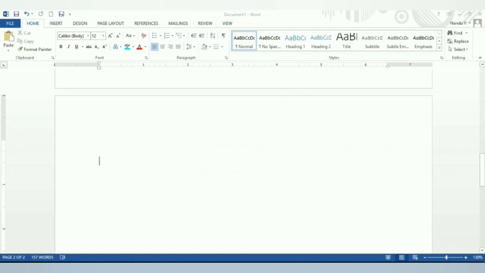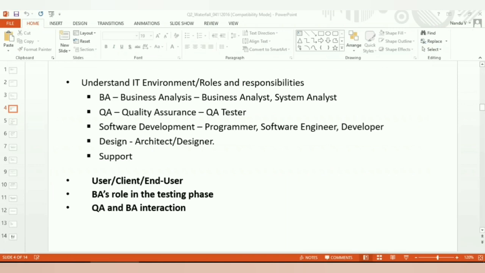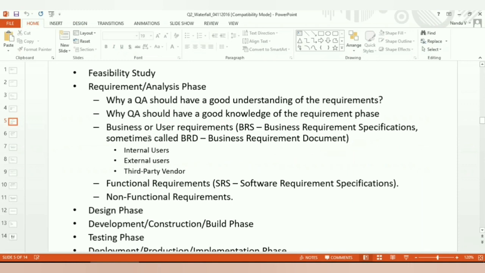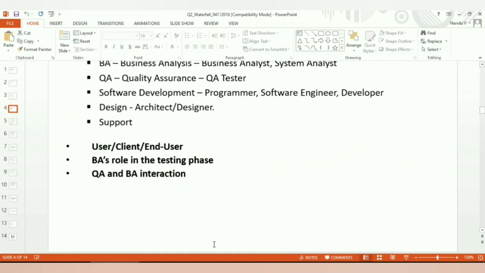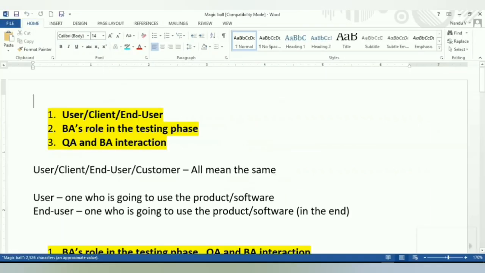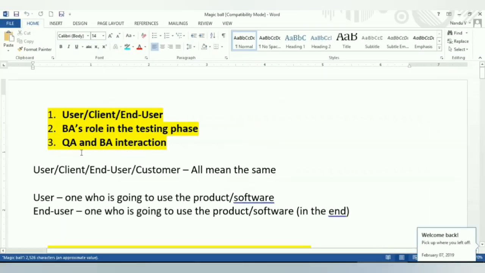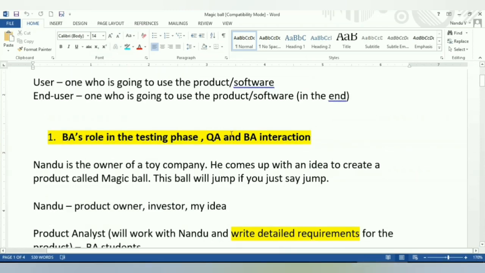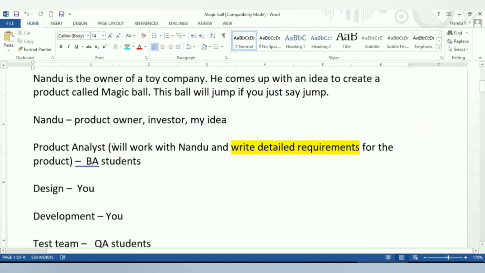Okay, more questions soon. So now we are going to see the BA's role in testing phase. Tomorrow BAs are going to learn testing. So now this is also slightly an advanced concept. Being the first class, I'm not going to be very technical. Instead, we go back to how we started, in order to explain BA's role in testing and how QA and BA work together.